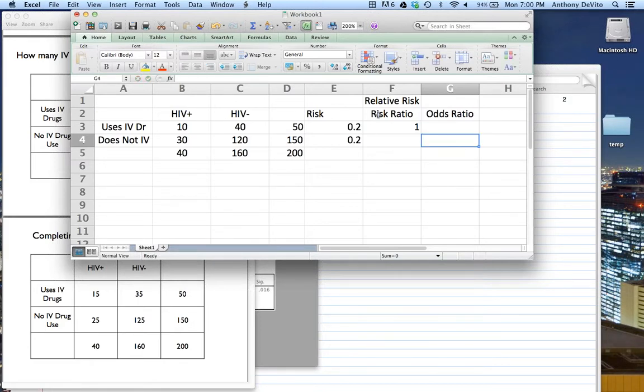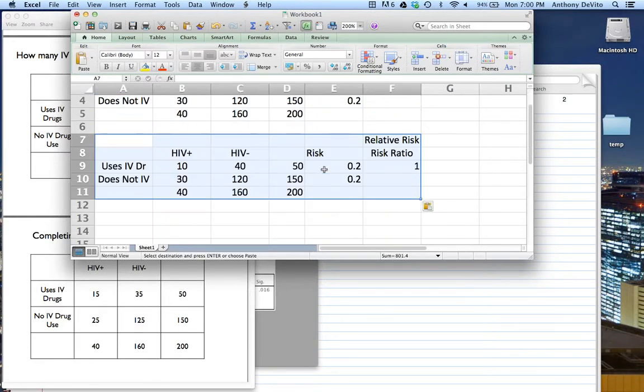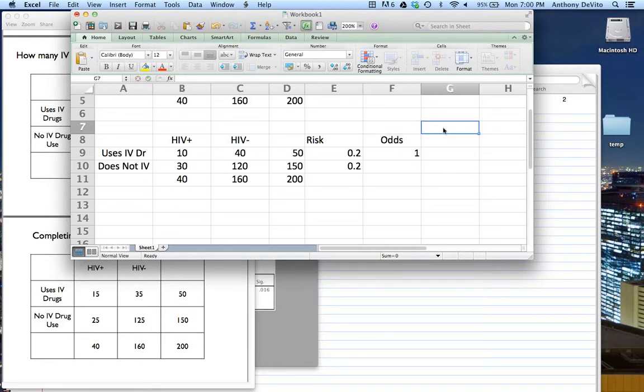Okay, now the odds ratio gets a little tricky. In fact, I'm not going to write it in there. I'm going to copy this whole thing over again down here. Except this time I'm going to calculate not a relative risk, but something called an odds ratio. These are our odds, and this is going to be our odds ratio. Odds and odds ratio.